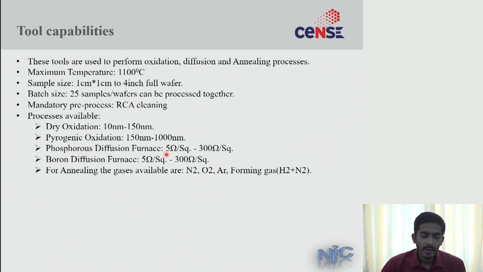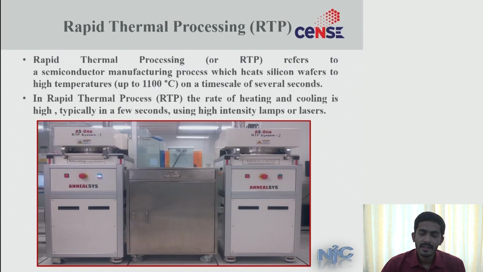And coming to doping, you can have both phosphorus and boron doping if you are looking for a resistance range of 5 ohms per square up to 300 ohms per square. And coming to annealing, you are looking for different ambients of annealing. So you will have nitrogen, oxygen, argon and forming gas. Forming gas is generally a mixture of hydrogen and nitrogen.